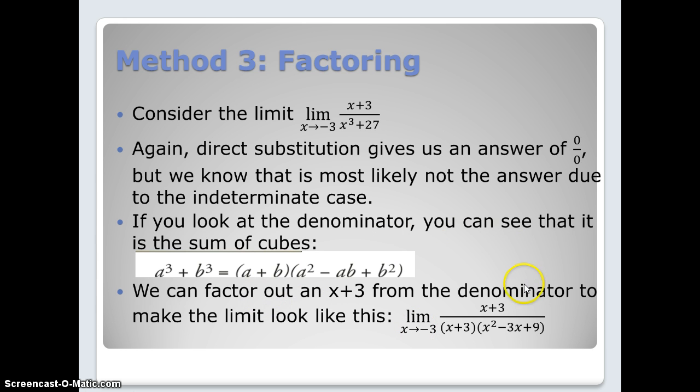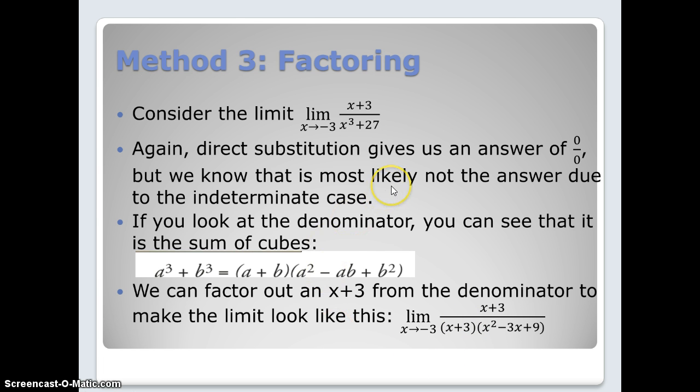So now, we're almost ready. In this form, do you think we're ready to use direct substitution? I mean, it looks pretty clean and simplified to me. We're pretty close, but unfortunately, you're still going to get a 0 over 0 case. If you plug in negative 3 here, you get negative 3 plus 3, which is 0, and then 0 times anything is 0, so you're still going to get 0 over 0.